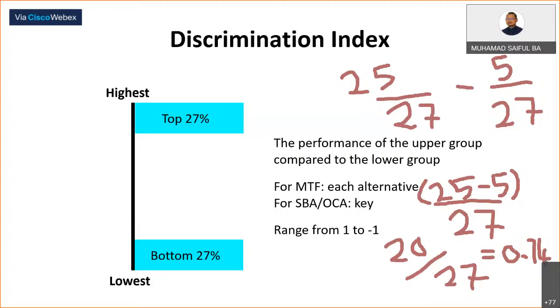Okay, 0.74. So what does it mean? It means that the discrepancy in performance between the upper group and lower group is about 75%. That is what it indicates: there is a huge difference in performance between the top students and the bottom students. If we get this kind of figure, we can say that the question is discriminative, because the index is 0.74. Clear enough?